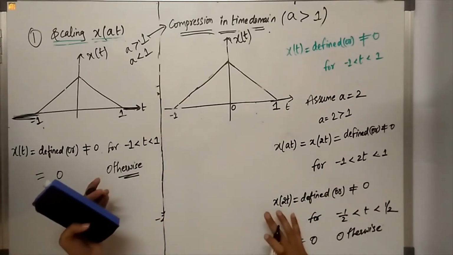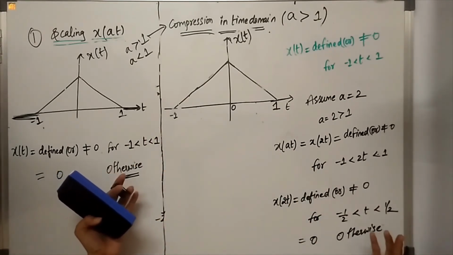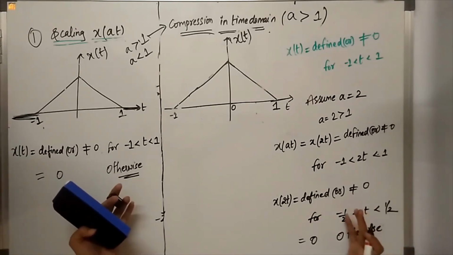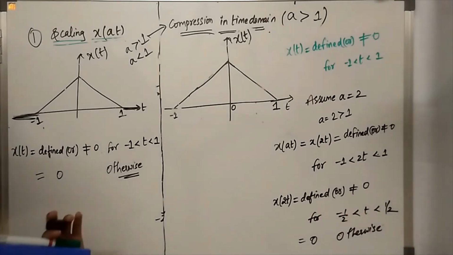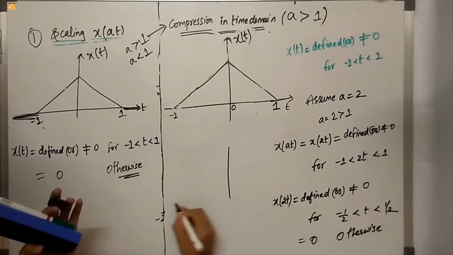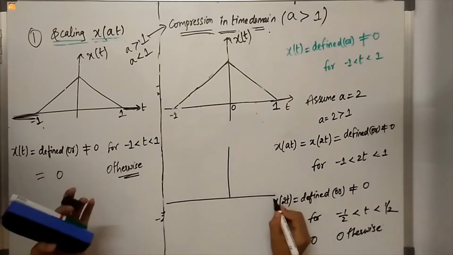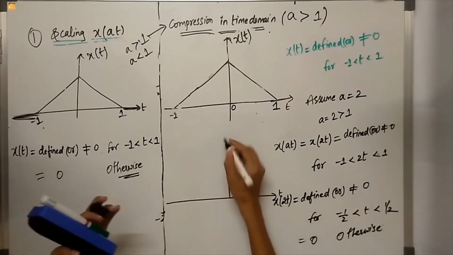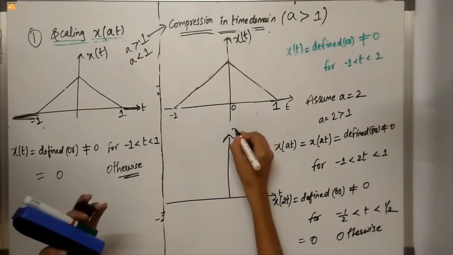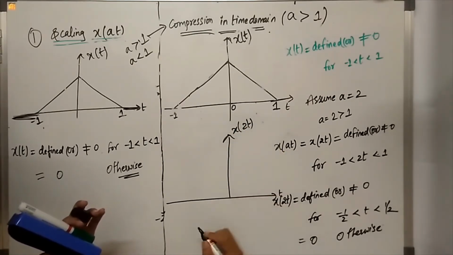Similarly, x of 2t is equal to 0, which is not in between the values minus 1 by 2 to plus 1 by 2. So now I can have the diagrammatical representation of x of 2t.